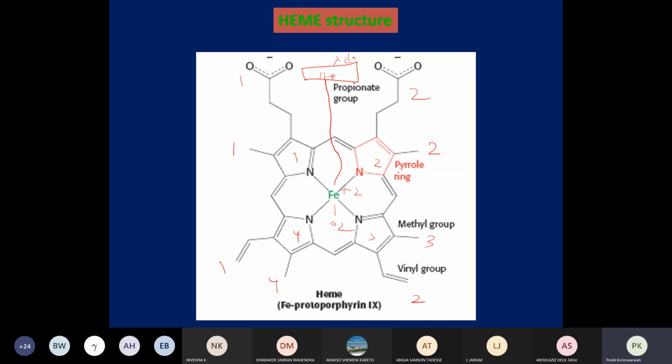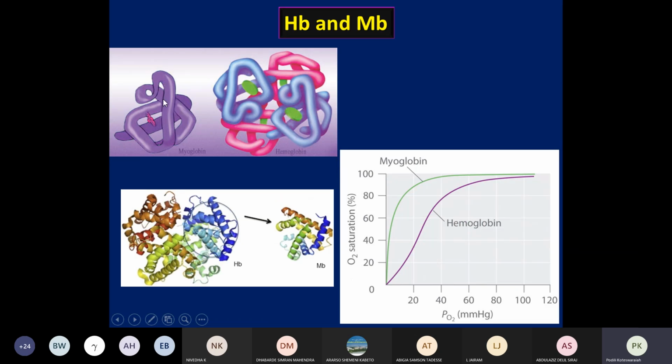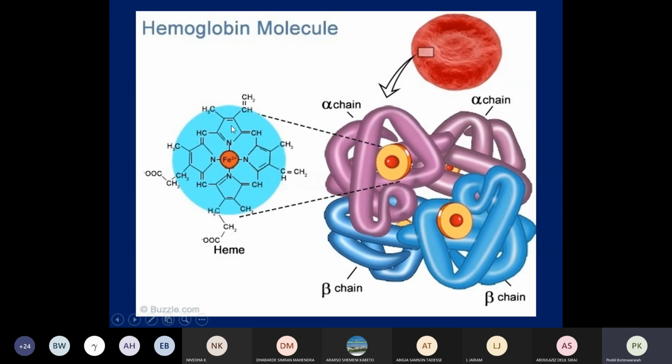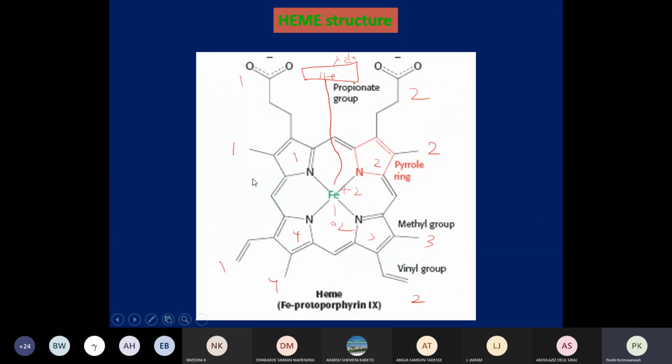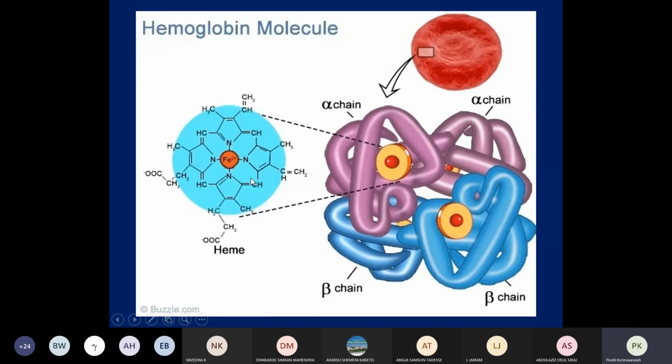So that means you see here that oxygen is binding at the iron that is present in the center of the heme. So this is the structure of the heme. You can also see here, when you look at the structure, this is each subunit. Each subunit has one heme pocket, and each heme pocket has the heme structure, and the iron atom is present in the center. That's where the oxygen binding takes place. So this is the structure of the heme.